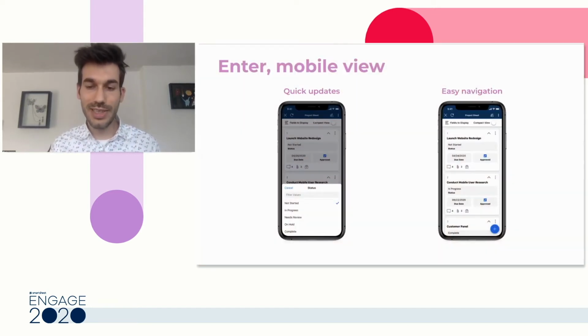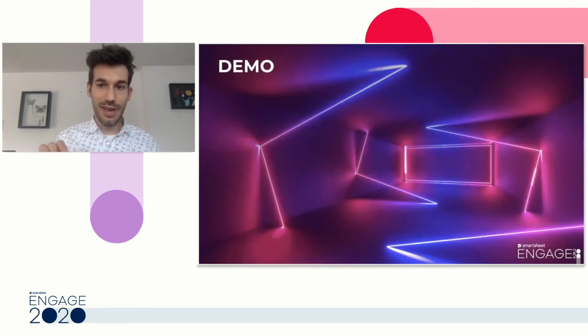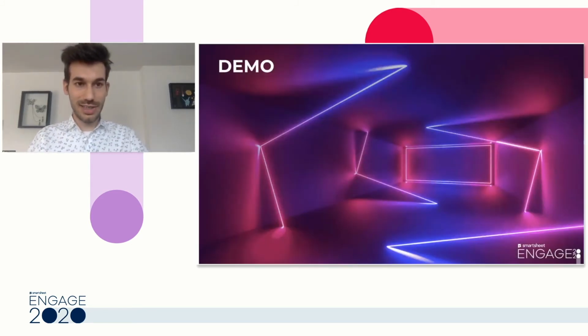This is Mobile View. It takes a row in your sheet and condenses it down to this kind of digestible card format. And from this, you can take quick actions and just get to your work faster. And we are really excited about it. But enough talking about it. Let's just dig into the demo here.